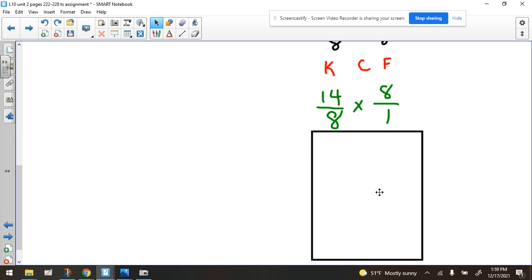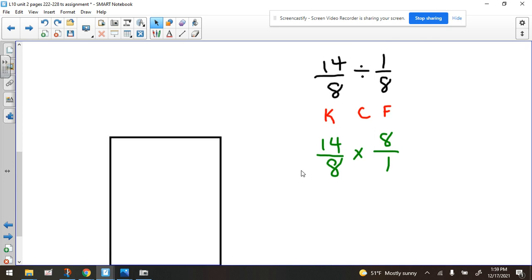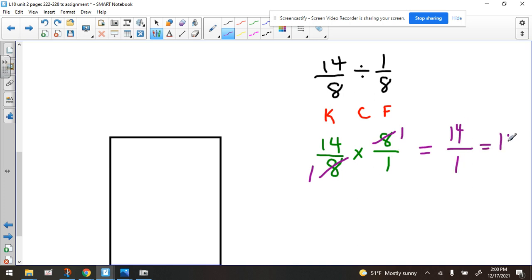So that would look like this. 14/8, we keep that, we change this to multiply, and we flip this to its reciprocal. All right, so once you have this, now it's just a question of, do you know how to take advantage of a cross-reducing opportunity? Because we have a nice one right here. We can divide by 8 and get 1, divide by 8 and get 1. And if we just go ahead and do the math, 14 times 1 is 14, 1 times 1 is 1, and 14 divided by 1 is 14.